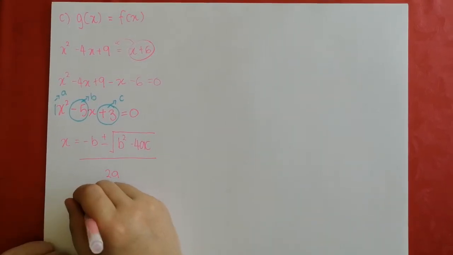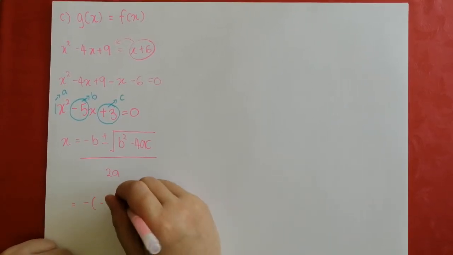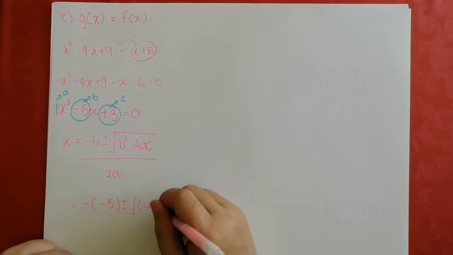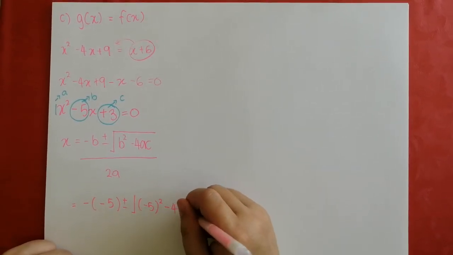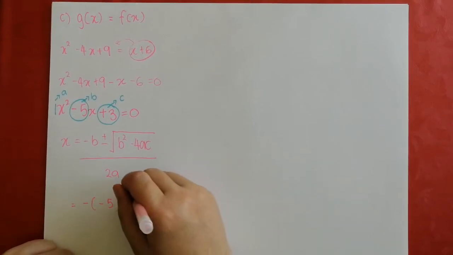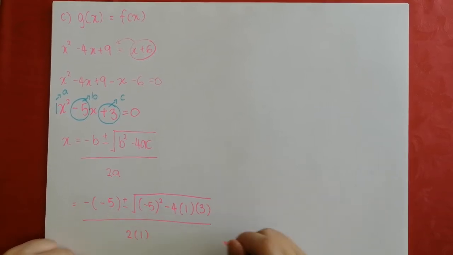So let's put it inside our quadratic formula. You will have negative b, so negative bracket negative 5, plus or minus the square root of b squared, negative 5 squared, minus 4 times a, 4 times 1 times c, which is 3. Then the whole thing divided by 2a.